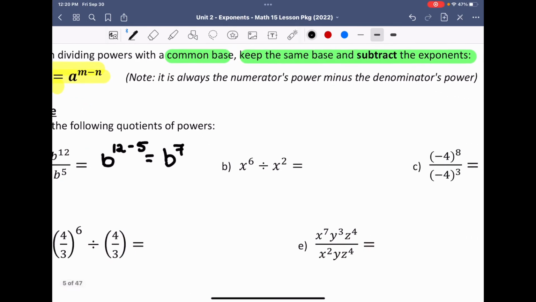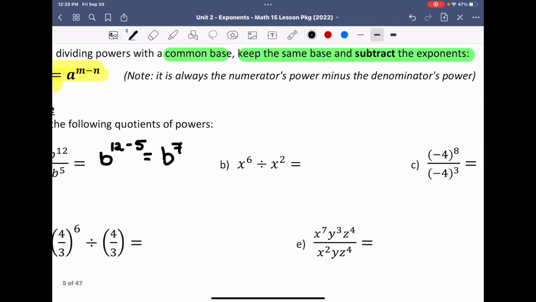If I go over to part B here, the only difference is now I've written it as a horizontal line rather than a vertical line for division. So in this case, I still am subtracting the exponents. 6 minus 2, that gives me x to the power of 4.